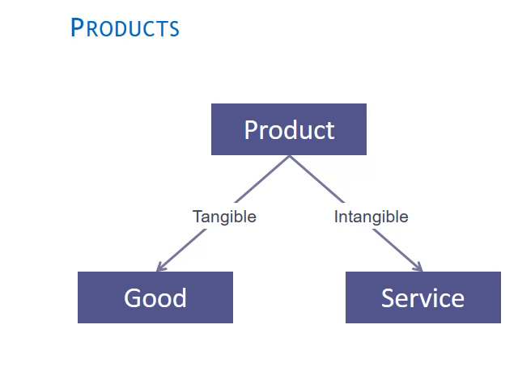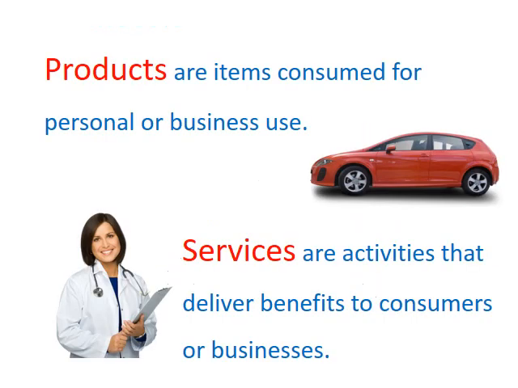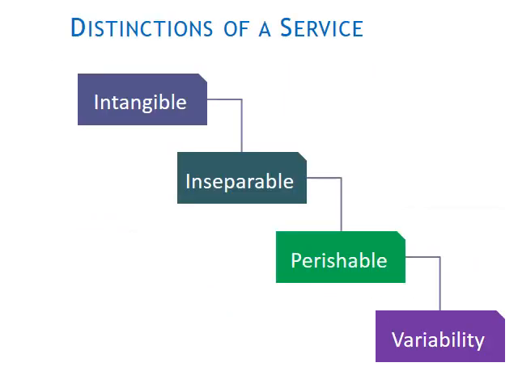If we separate it even further, and again, sometimes I will use both terms at the same time, products are items consumed for personal or business use, whereas services are activities that deliver benefits to consumers and or businesses. But a service is distinct from a product in four different ways. First, it's intangible. Here, a service cannot be perceived through the five senses. A service is also inseparable. In this case, a service and the service provider are one and the same.